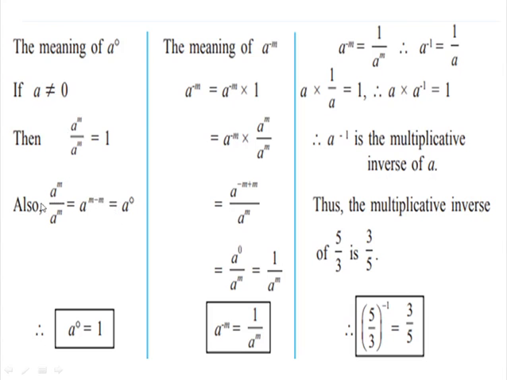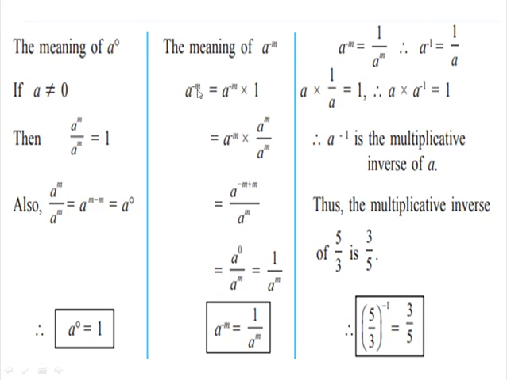Now in these two cases, we have seen a raised to m upon a raised to m is 1 in the first case, whereas in the next case, a raised to m upon a raised to m is a raised to 0. From these two we conclude that a raised to 0 is equal to 1. So, if 0 is in the index of any rational number, the value of that number is always 1. Now, let us see the meaning of a raised to negative m.